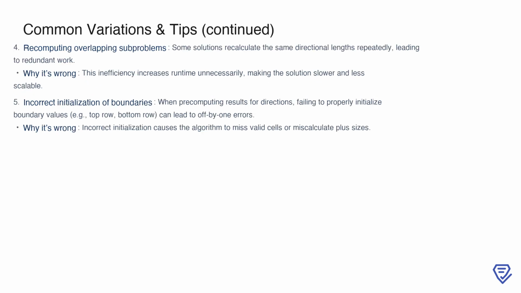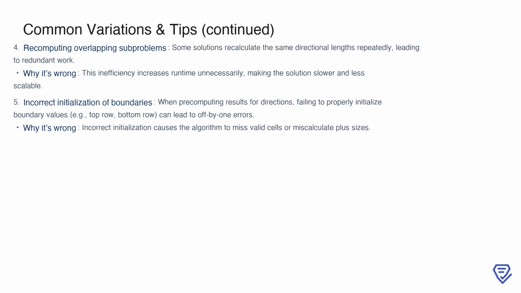Another common mistake is recomputing overlapping subproblems, which happens when directional lengths are recalculated multiple times during the process. This redundancy wastes valuable computation time and slows down the solution. Instead, pre-computing and reusing these values can significantly improve efficiency.